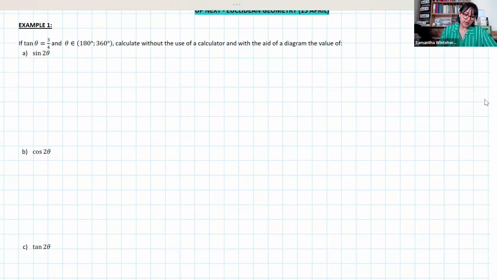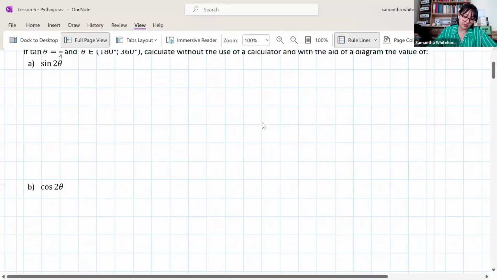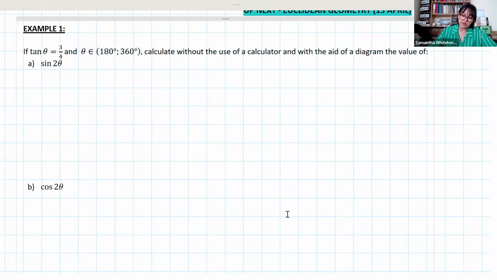All right, so example one says, if tan theta is equal to 3/4, and theta is an element of 180 to 360, calculate without the use of a calculator and with the aid of a diagram the value of.